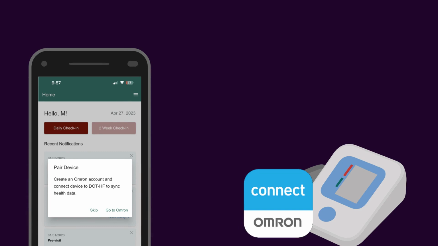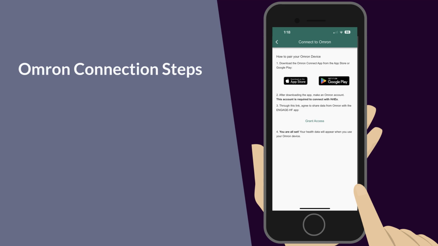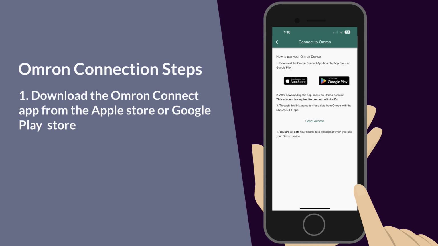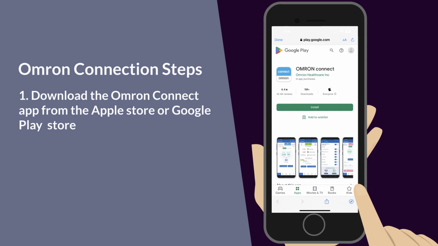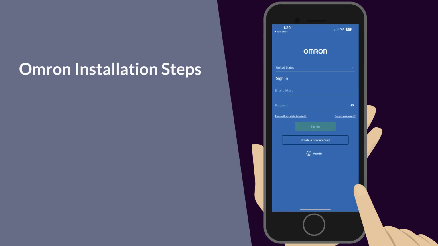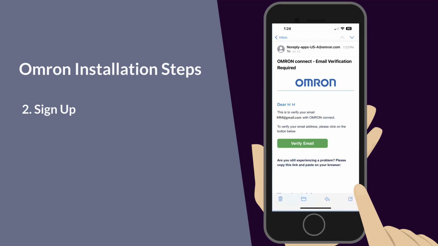Now, it's time to connect your Omron blood pressure cuff and weight scale with the app. To link the Engage HF app with Omron devices, you should start by downloading the Omron Connect app. If you have an Apple device, you can find it on the Apple Store. For Android devices, it is available on the Google Play Store. Once you have downloaded the app, you should sign up by entering your name, email, and creating a strong password. After that, you will receive an email to confirm and verify your account.